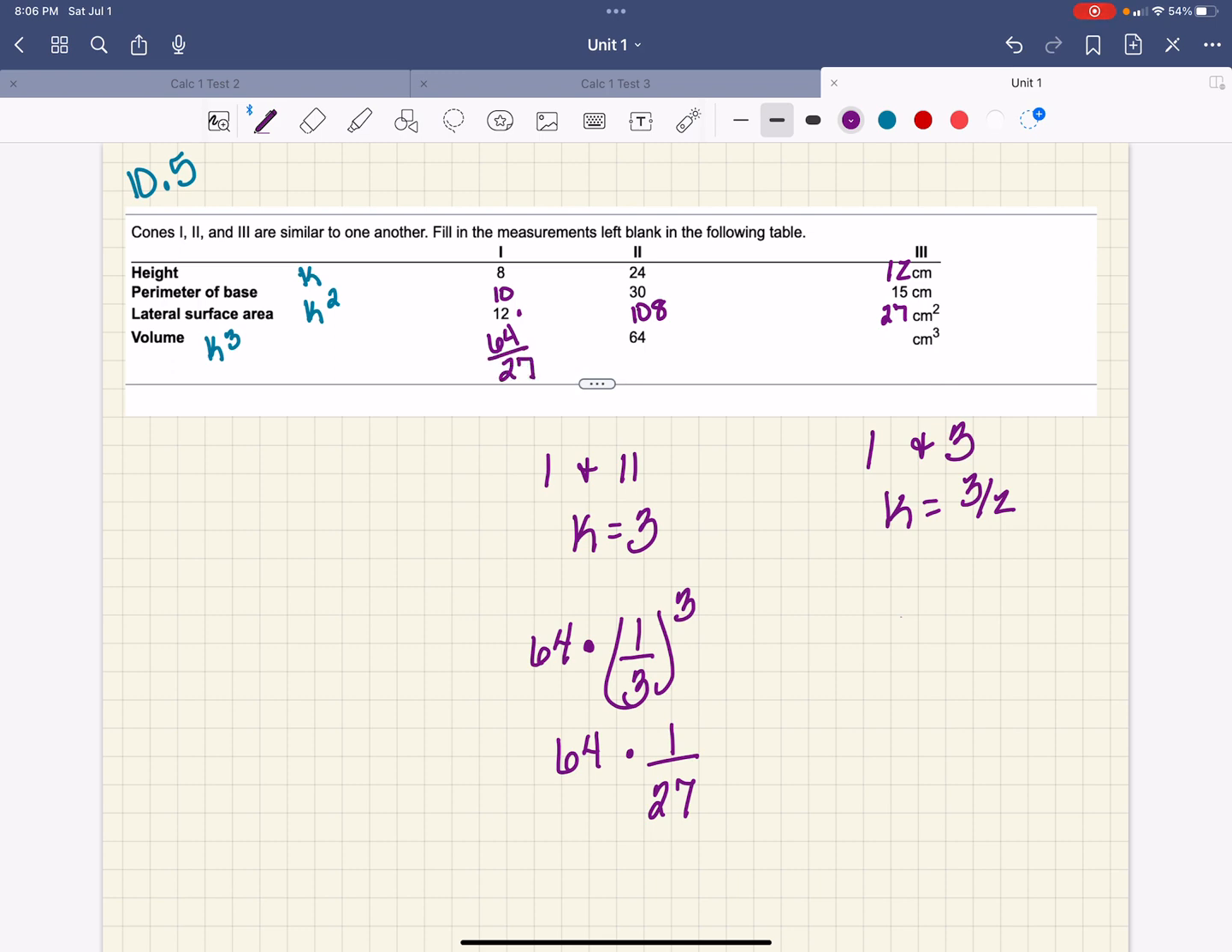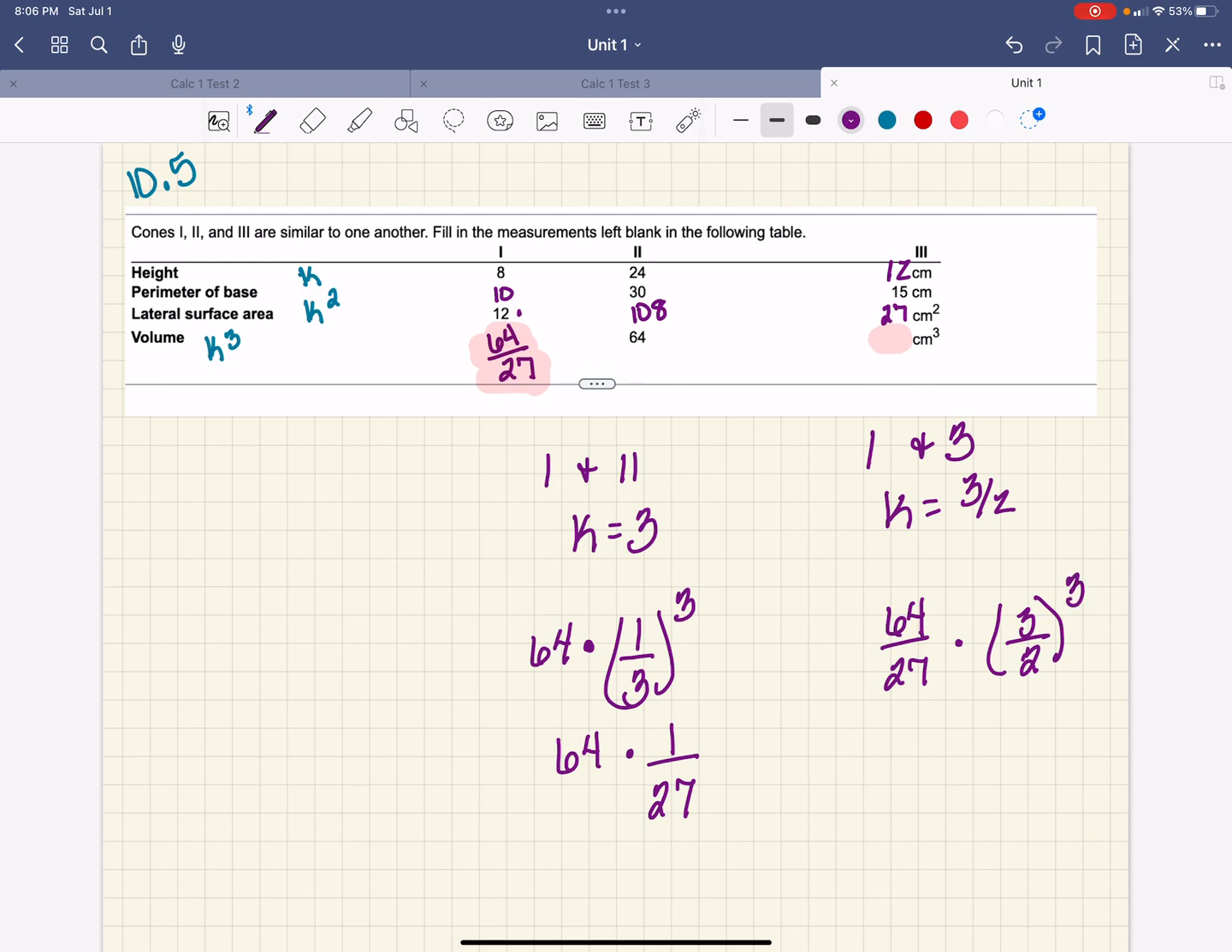Now I'm going to go from here to here. We know that our k value between 1 and 3 is 3 over 2. We're talking about volume, so I'm going to have to cube that. So I'm going to have 64 over 27 times 3 over 2 cubed.